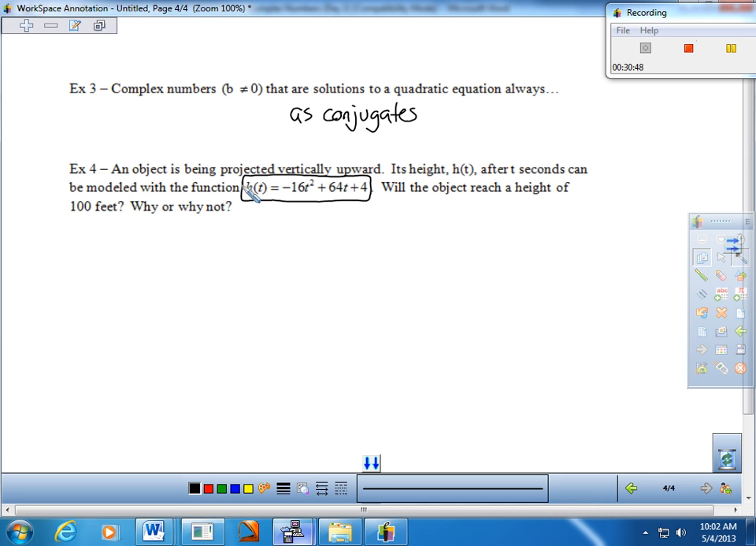Why or why not? Now, I'm going to go about this in what you might consider a roundabout way. It's just to emphasize this piece. I know that we can use the technology to shortcut this quite a bit, so bear with me on it though. Will it reach 100 feet? So basically it's asking, if this is 100, is there a time that it will hit it? Is there a value for t that will make this equation true?